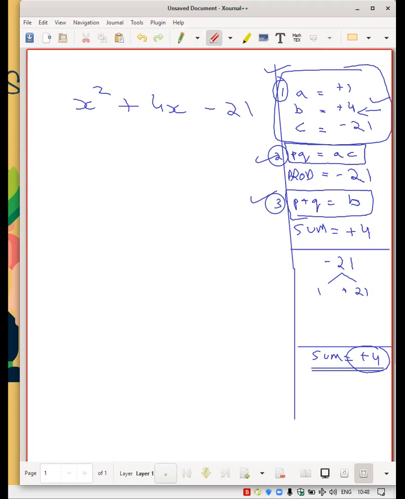So let's go further. Is 2 a factor of 21? No, sir. So let's go to the next factor, 3. So what if I take 3 over here? What will be the next number? 7? 3 into 7 is 21? Yes, sir. Okay. Now can I combine 3 and 7 in such a way that the sum of the numbers is plus 4?